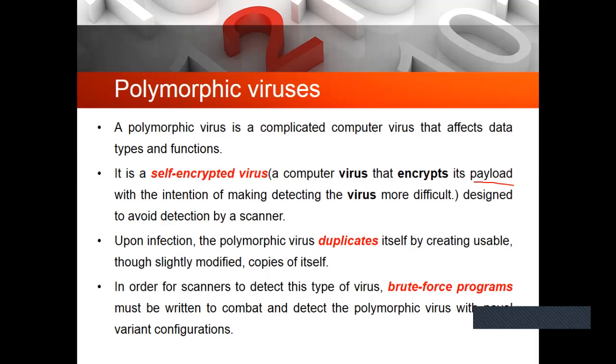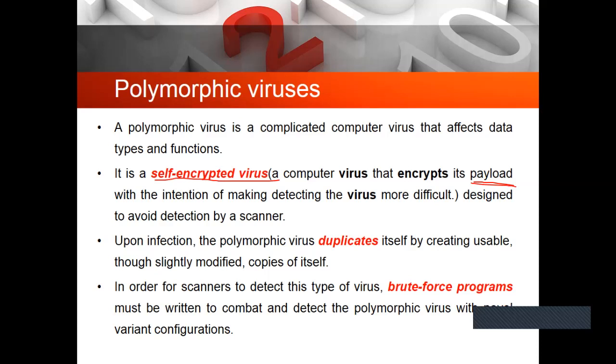Here what happens is a self-encrypted virus. This virus encrypts its payload with the intention of making detection of the virus more difficult. The payload is the area where the actual malicious code is residing. That's what this polymorphic virus does: it encrypts its virus. You say it is a self-encrypted virus.